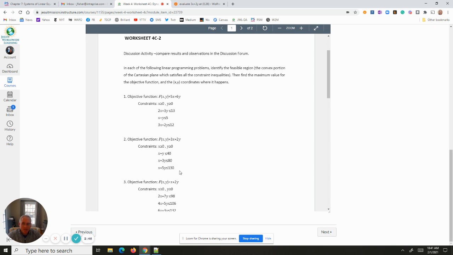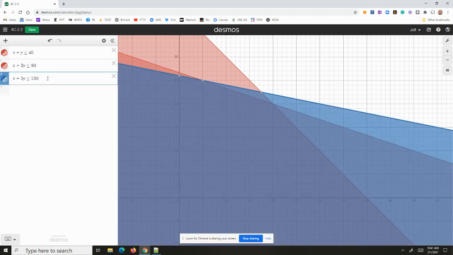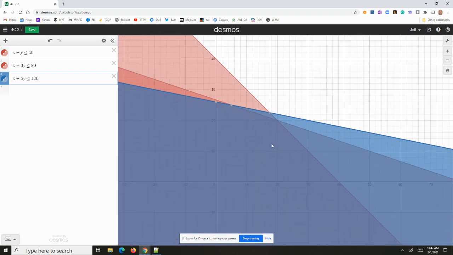So what we do is we use Desmos. I showed you that on our Zoom call, and I'm going to show you that again. We go into Desmos, and we just graph each one of these. You can see the red is X plus Y is less than or equal to 40. This color is X plus 3Y is less than or equal to 80. And then X plus 5Y is less than or equal to 130. So what we're looking for is the intersection of these three that is in the positive quadrant 1.